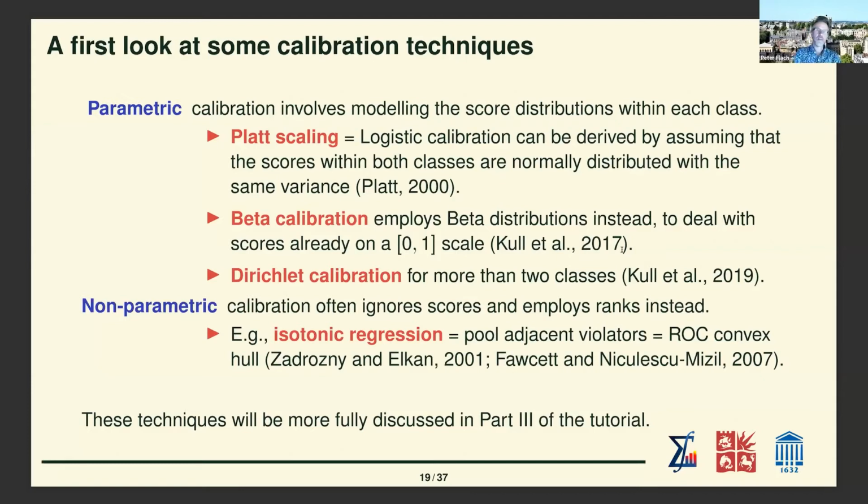And then we have other techniques. I already mentioned empirical binning, and there is also isotonic regression, which is essentially the ROC convex hull method, which is also known as the pool adjacent violators algorithm. So let me just say a few words about these techniques.